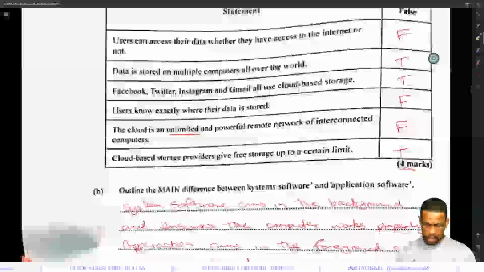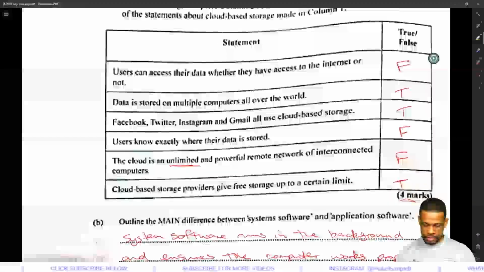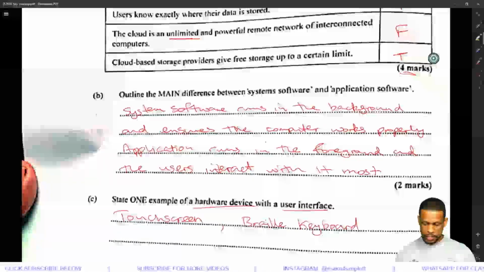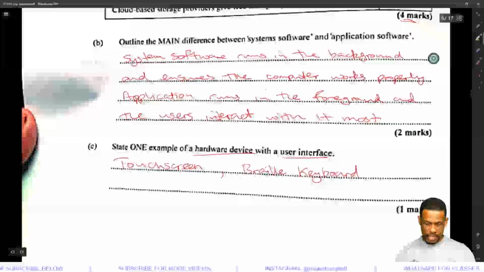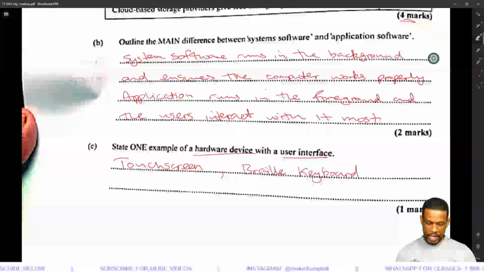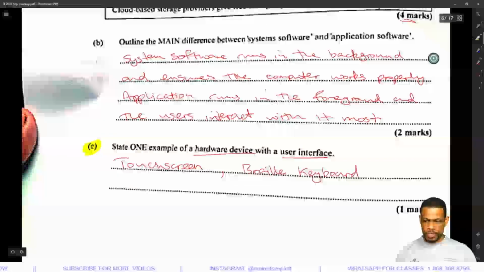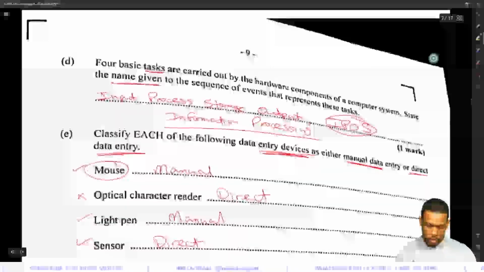Yeah, that's easy. Let's see the true false. No big issues there. If you get that correct, you get that correct. Main difference between system software and application software, yeah, that one is currently messed up. Touchscreen or real keyboard, hardware device, hardware interface. They're going to mess you up for this because people will put keyboard and mouse and get in trouble. 4 basic tasks carried out.